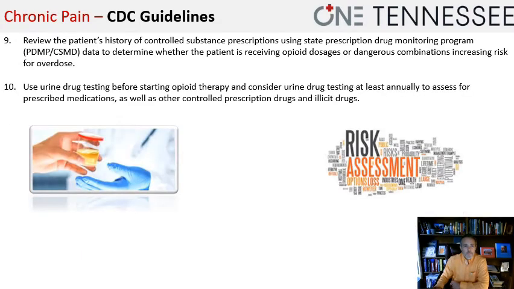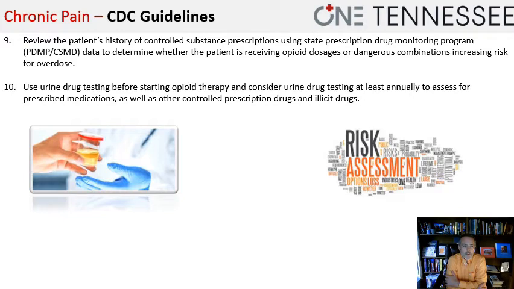You always want to review the patient's history in the controlled substance monitoring database to keep an eye on how they're feeling and what other controlled substances they might be on. This is vitally important to help identify a potential opioid use disorder in the making and really protect your patients from receiving multiple central nervous system depressants that might compound their risk for experiencing an overdose.